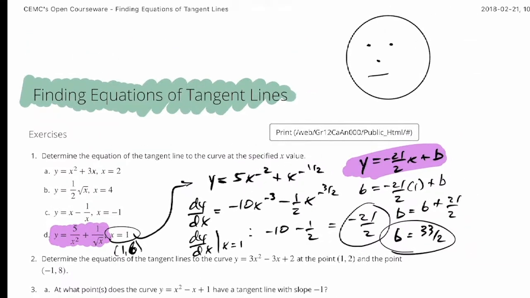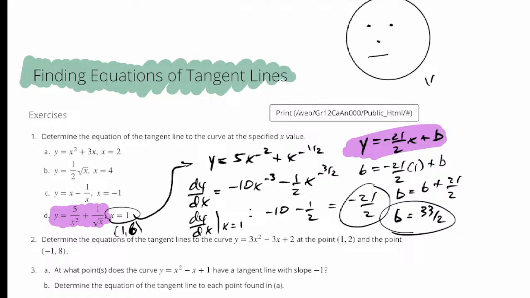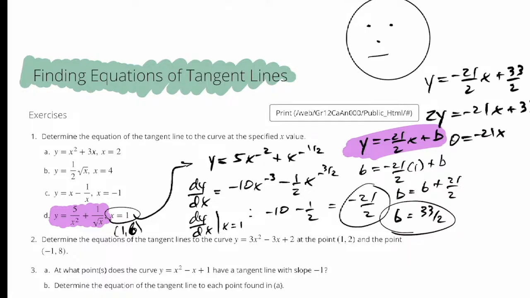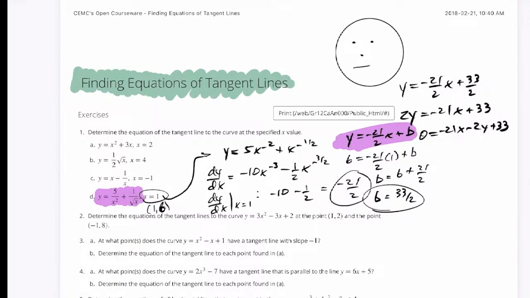With this one, I know it's all sort of crammed up. I don't know if you can see it. But the answer should be y equals minus 21 over 2x plus 33 over 2. They probably multiplied across by 2, and then brought everything to one side. Something like that for the answer.